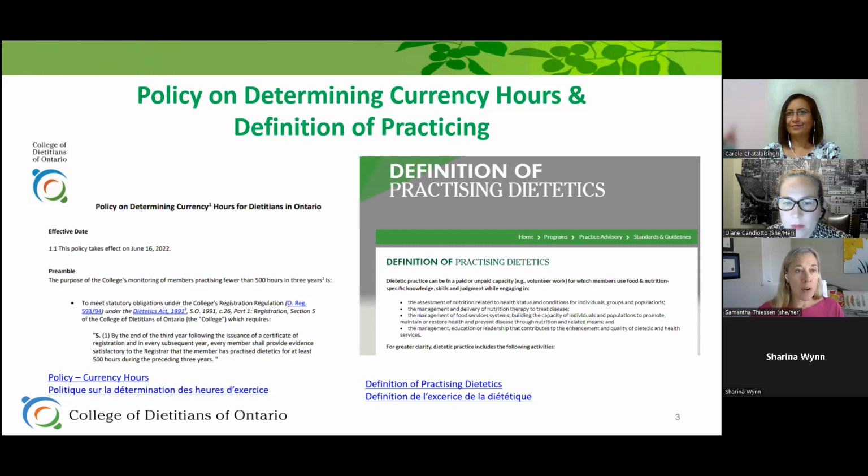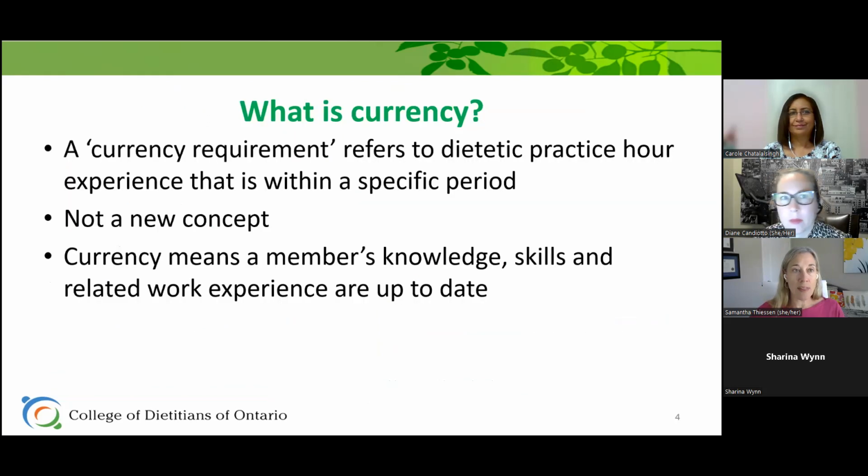On our next slide here, we thought first it would be helpful to define what we mean by currency. A currency requirement refers to dietetic practice hours experience within a specific period. Now, this may sound like a new term. It's not, don't worry. It's not a new concept. Currency really means a member's knowledge, skills, and related work experience are up to date.